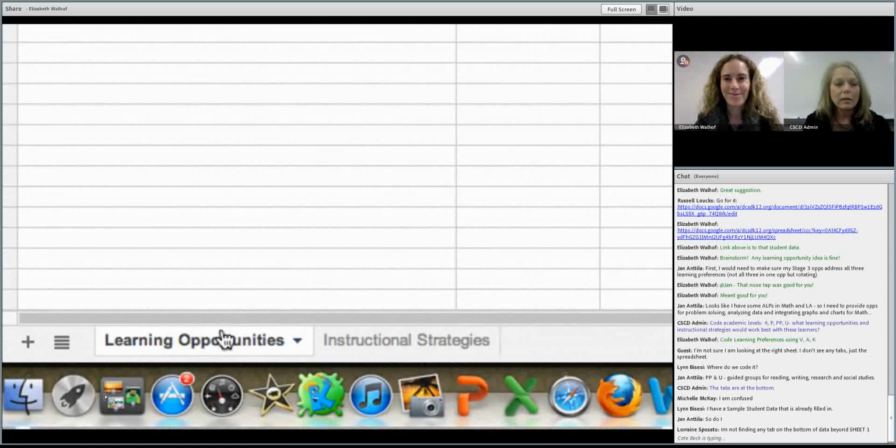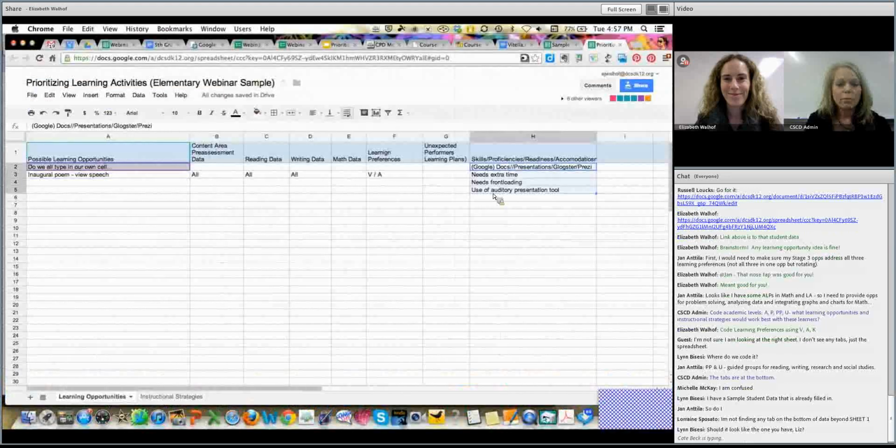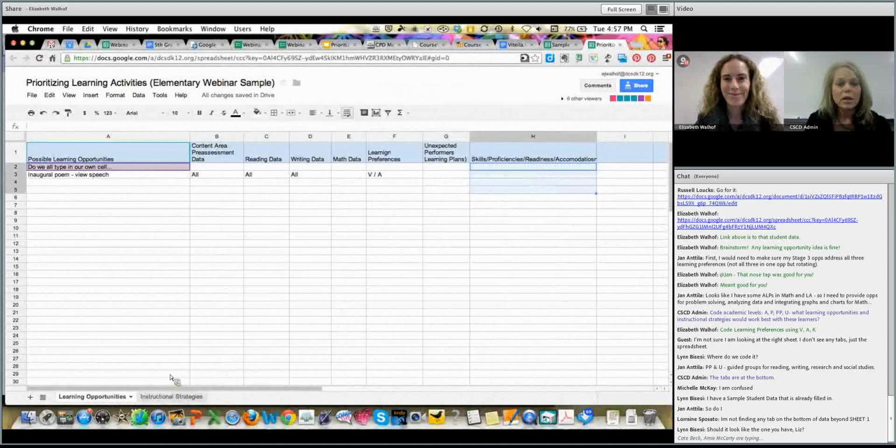The spirit of this is you're brainstorming a list of learning opportunities that you would implement given the stage 1 and stage 2 that you've created. Given the information that you have about your students, you're using this spreadsheet to help prioritize what activities are going to best meet the needs of the students based on the data that you have on them.